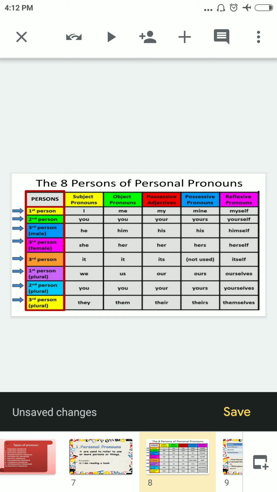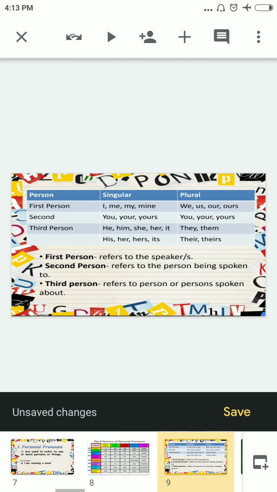Like that, we have to see different persons and different pronouns in different places. When we use them as a subject, they are used differently. When we use them in the object place, they are used differently. The words are different. If we use them as possessive adjectives, then the word should be different from one another according to person, and the pronouns change.